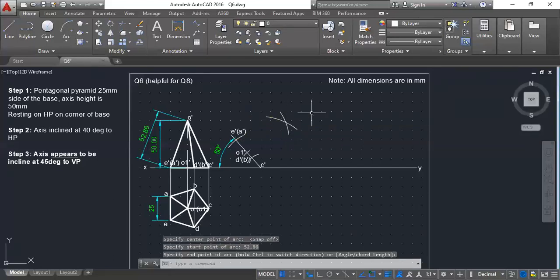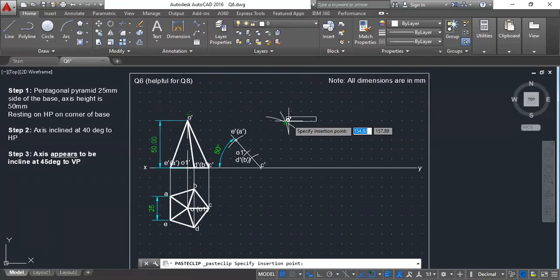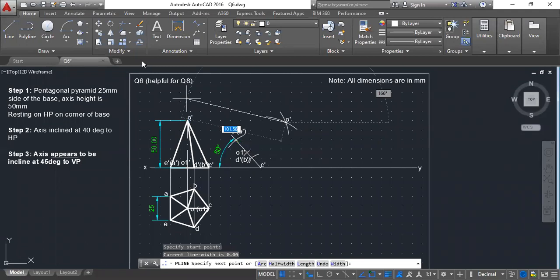Okay, wherever these two meet, that will be my point O prime. See, in AutoCAD I could have just copied and pasted it here, but I'm showing you how you can draw it in your book. Once you have done this, the next step will be to join these respective points.